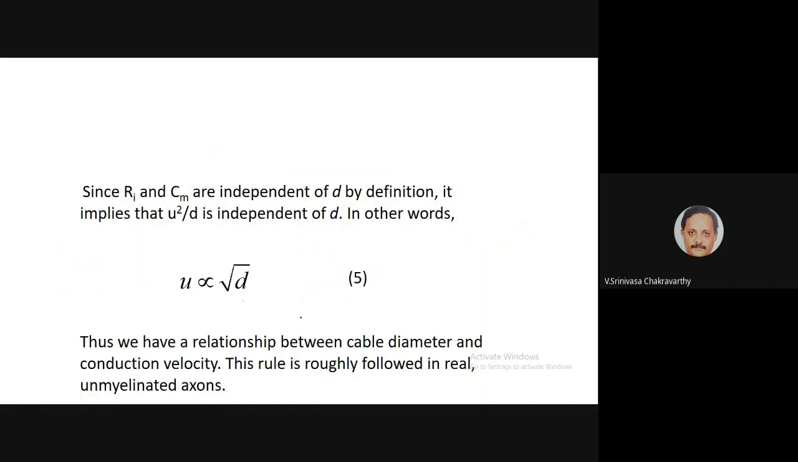So here also, the conduction velocity is dependent on only the square root of d. Therefore, if you want to increase conduction velocity in neuronal cables by increasing diameter, that's slightly expensive, because if you want to increase velocity by 2 times, you have to increase diameter by 4 times. That will increase the volume of the cable by 8 times, like d square, right? So it's a very expensive way.